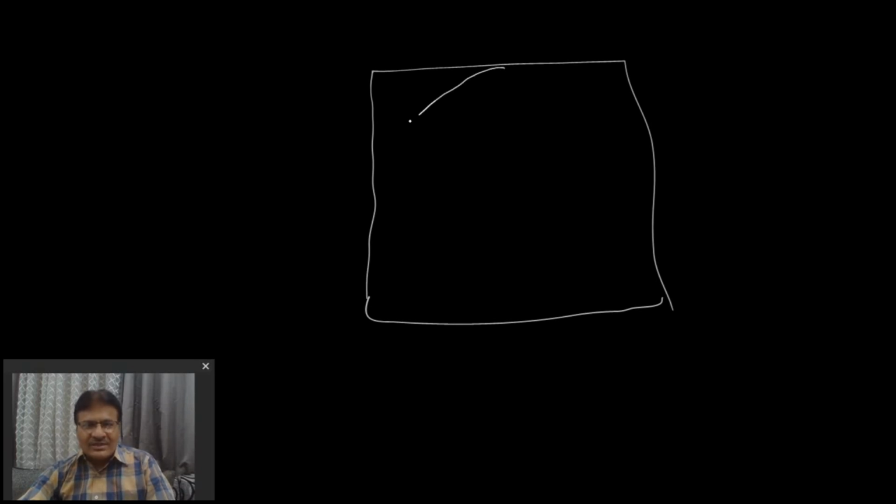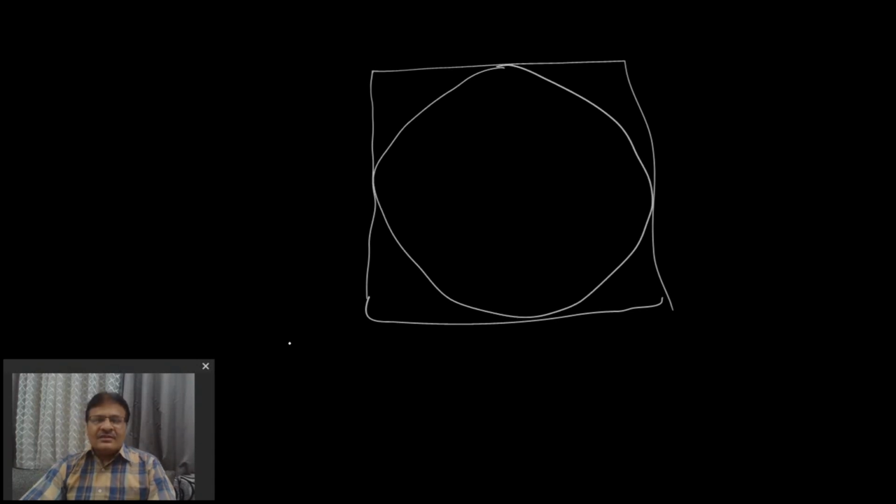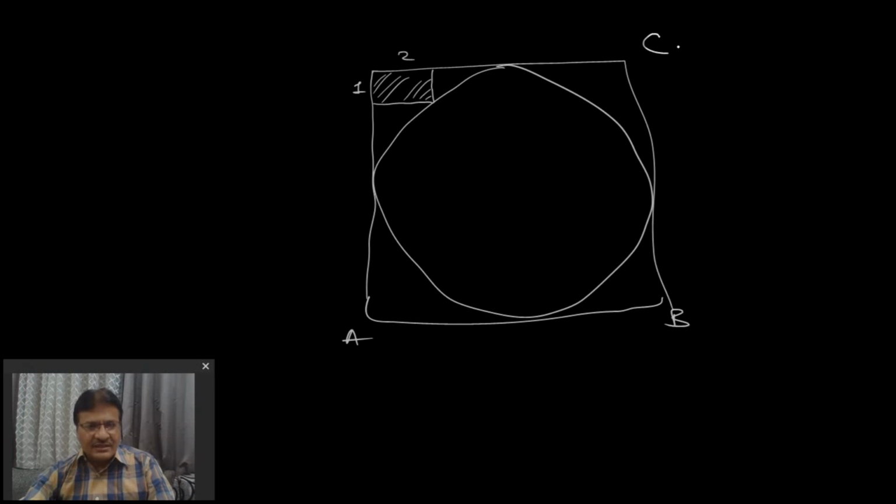So this is the circle, suppose. This is the circle in this square, and there is one rectangle here of side 2 by 1. This is 2 and this is 1. A very small rectangle of size 2 by 1. Is that clear? And this is the circle inside this square ABCD. Now my question is this: what is the radius of this circle? This is the only question. Find the radius of this circle.